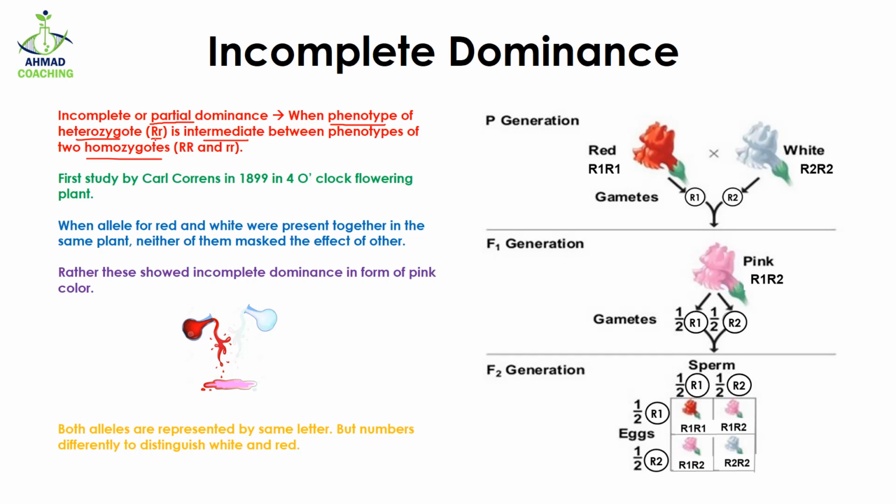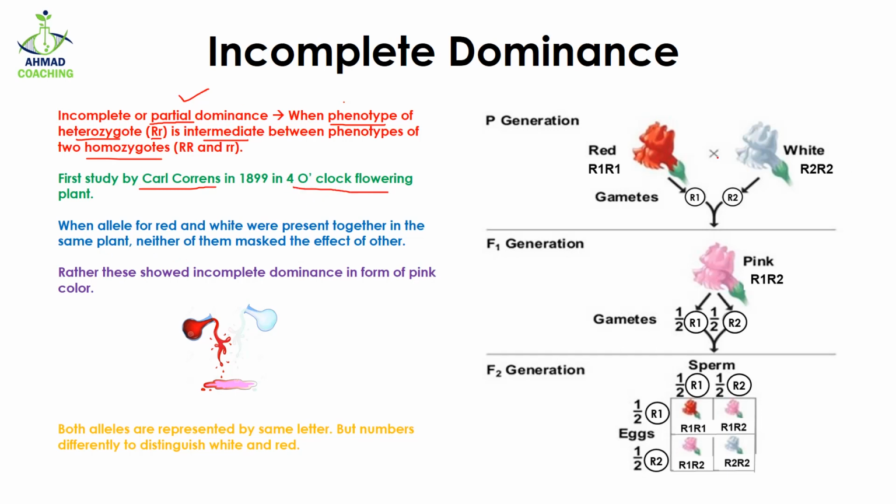If two different alleles are present for a particular trait and that trait is intermediate, it means that the phenotype is not dominant or recessive, but an intermediate phenotype is achieved. It means that we are studying partial dominance. This was first discovered by Carl Correns in 1899 in the four o'clock flowering plant.